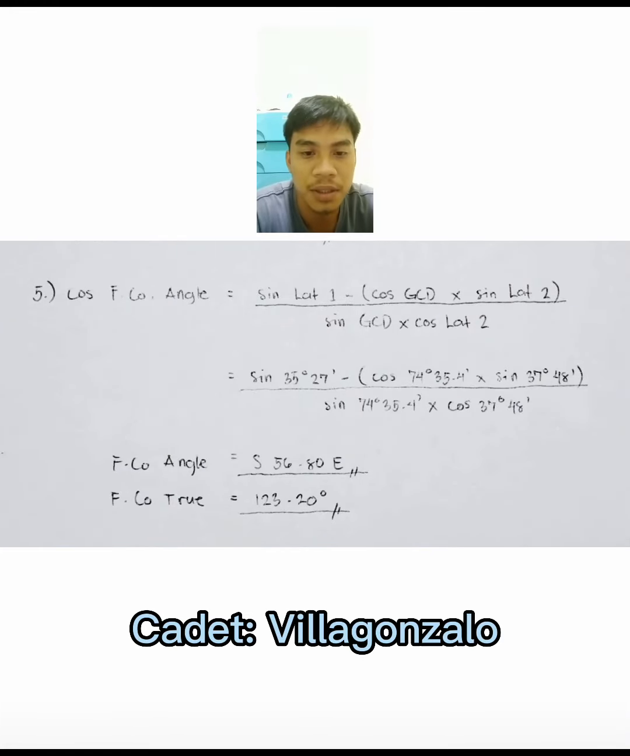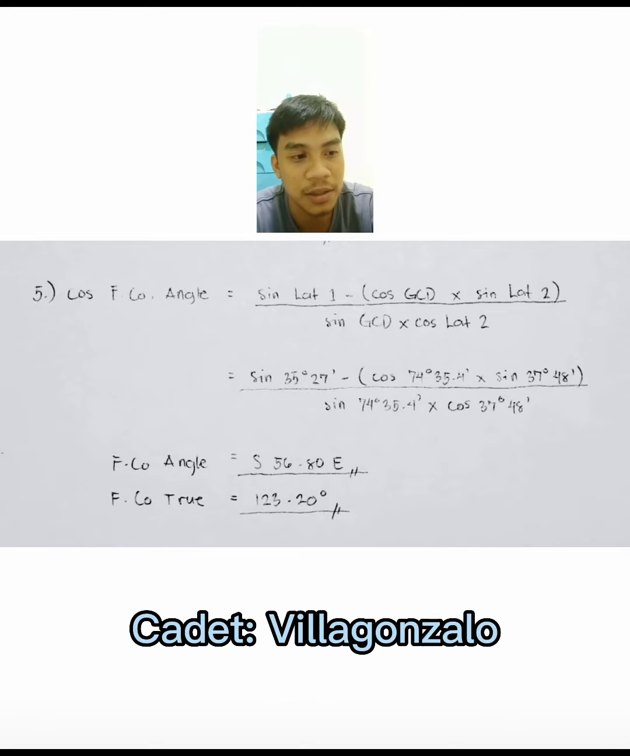Good day, my name is Willie Gonzalo Oliver Joshua, and today I will teach you how to find final course angle and true. So as you can see in our solution, we are using the alternative formula. So cosine final course angle equals sine latitude 1 minus the cosine GCD times the sine latitude 2 over the sine GCD times the cosine latitude 2.